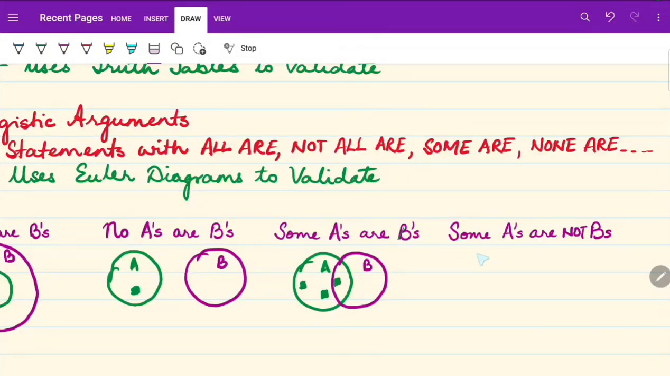So the next phrase is some A's are not B's. How would the diagram for this look like? It's going to be similar to the one which we drew before, some A's are B's. However, here our focus is the elements which are in A but not in B.